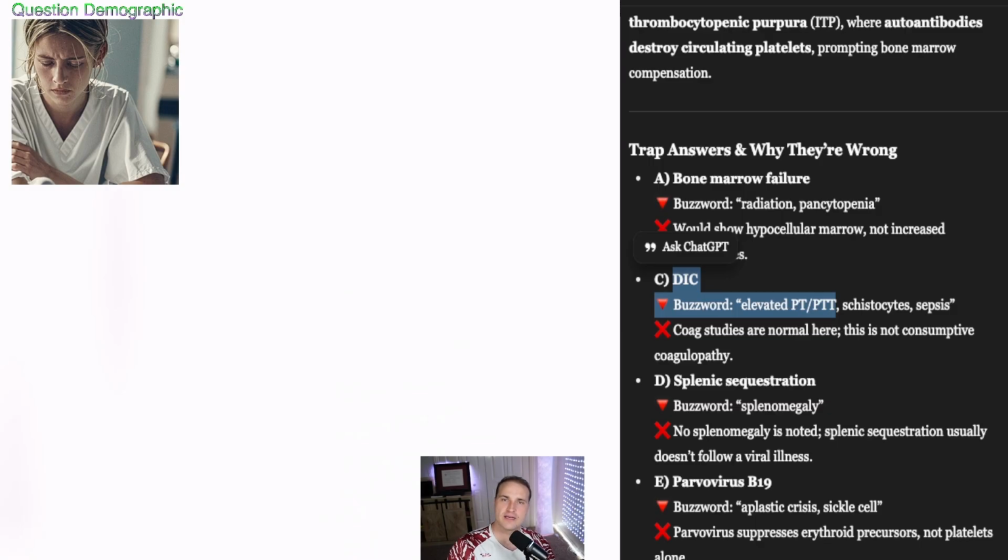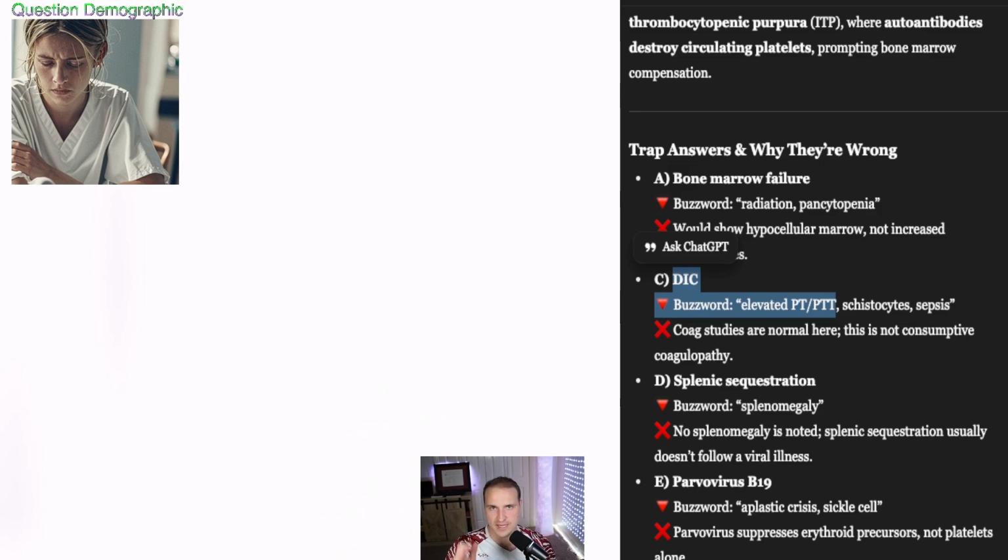And so if it said splenic sequestration as the answer, like big spleens from cirrhosis or portal hypertension, well, that's a different mechanism, right? In sequestration, the spleen traps the platelets mechanically. In ITP, it's the autoantibodies that target the platelets, and it just happens to be the spleen that recognizes and destroys them. Hopefully that makes sense.